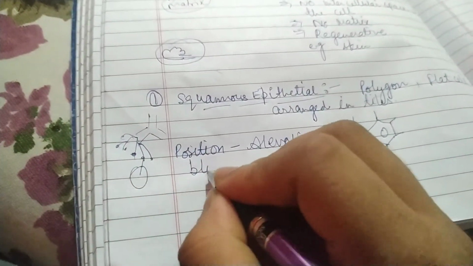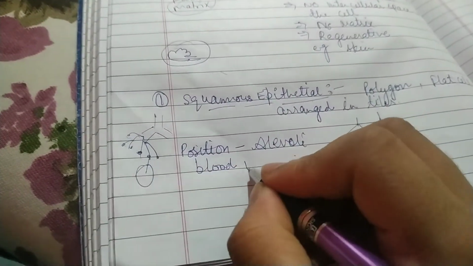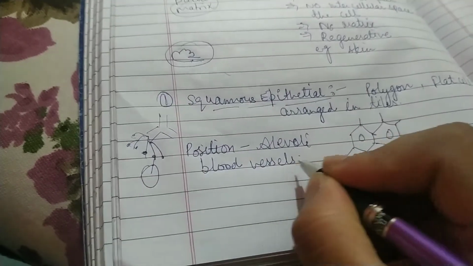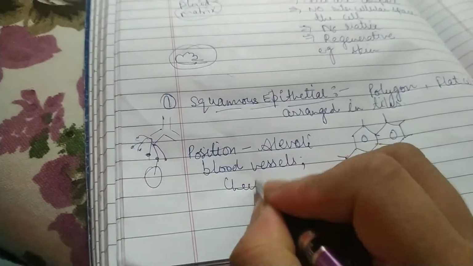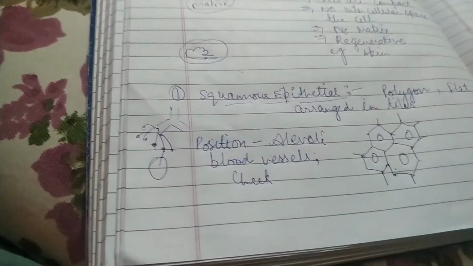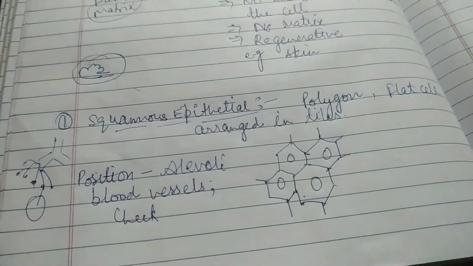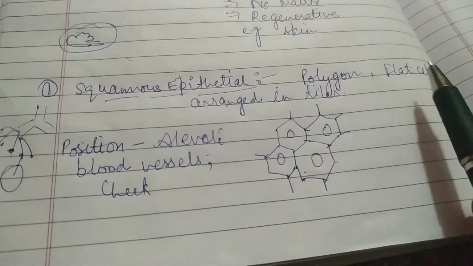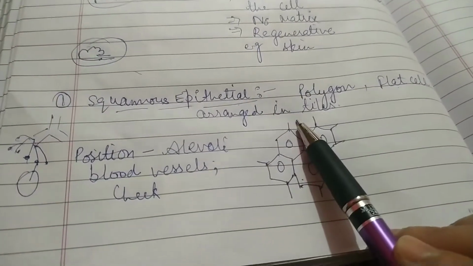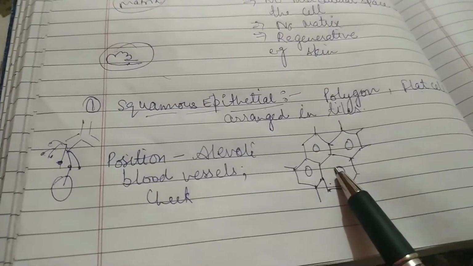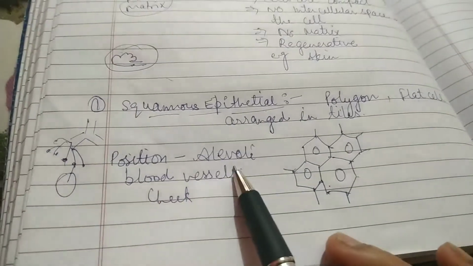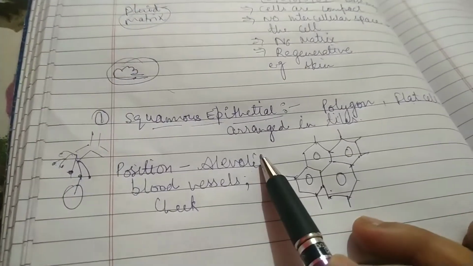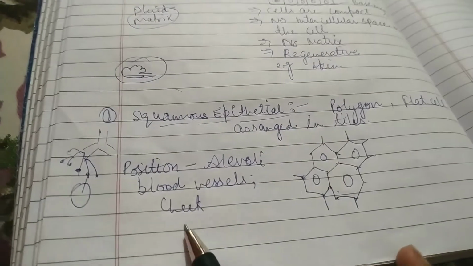It is also found in blood vessels, or in the cheek. So this is the position of squamous epithelium. I hope this is understood: polygon in nature, flat cells arranged like tiles. This is the structure. Where is it found? It is found in alveoli present in the lungs, in blood vessels, or in cheek cells.